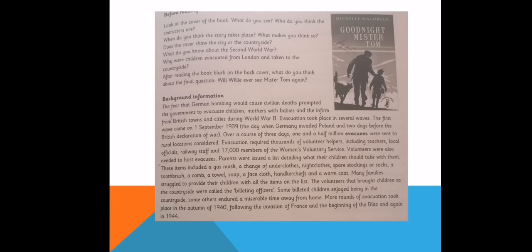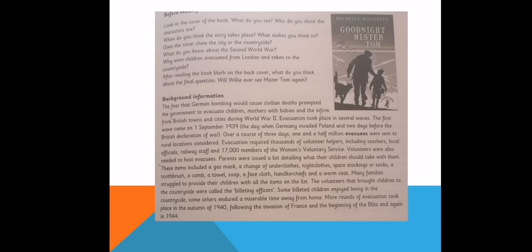What they mean by waves is there would be like this mass evacuation or movement of these children and people who are in danger to the countryside. So there were three massive waves, right? So this is during the first one. Over the course of 3 days, 1.5 million evacuees were sent to the rural locations considered. Evacuation required thousands of volunteer helpers, including teachers, local officials, railway staff, and 17,000 members of the Women's Voluntary Service. So you had all of these volunteers and workers helping to move these people.